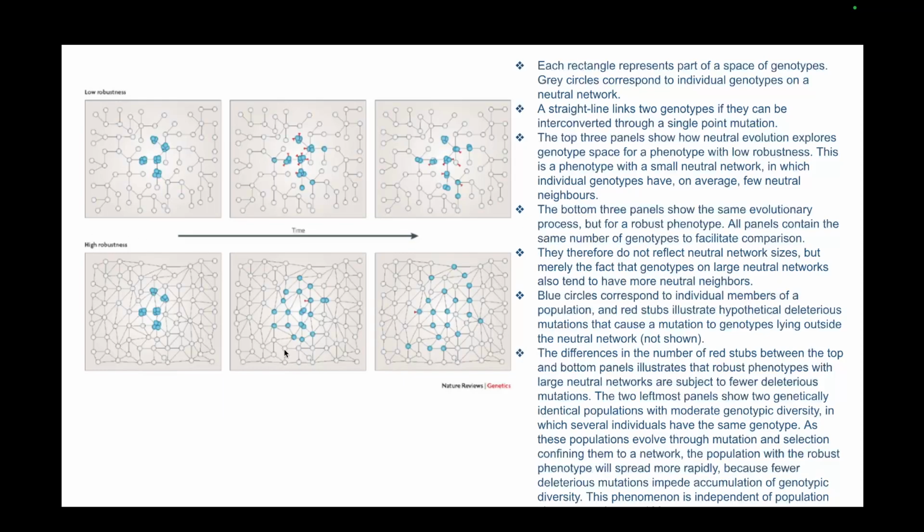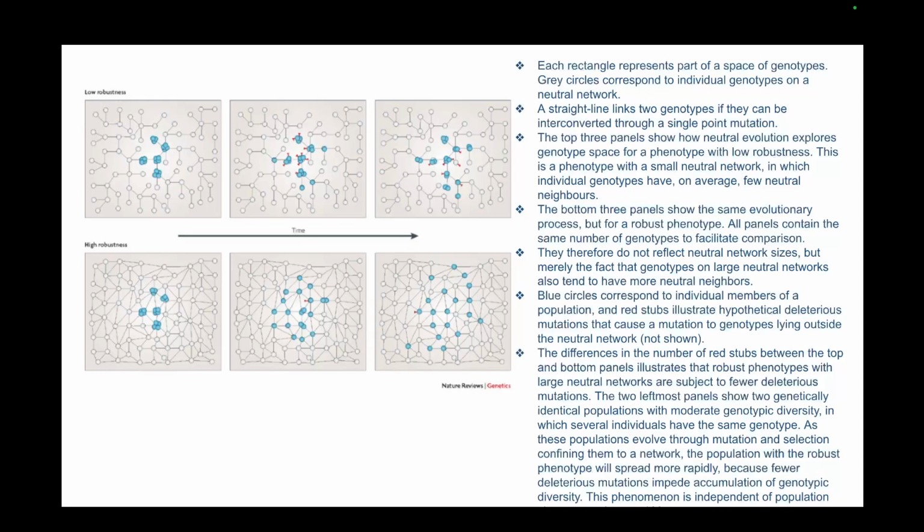And these bottom three panels show the same evolutionary process, but for a robust phenotype. See the difference between the first three panels and the next three panels: it is the number of connections between each node. If you want to go from one node to another, it is much easier in these panels than in those panels, because the number of connections is much higher. So the higher the connectivity of your neutral network, the higher your robustness, because it is much easier to move from one point to another without affecting the phenotype. This is basically the definition of robustness.